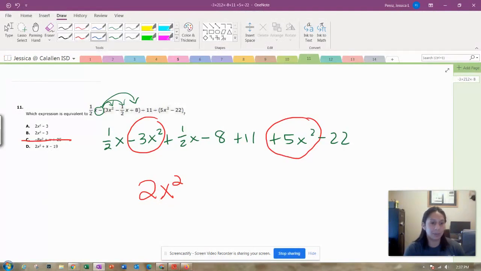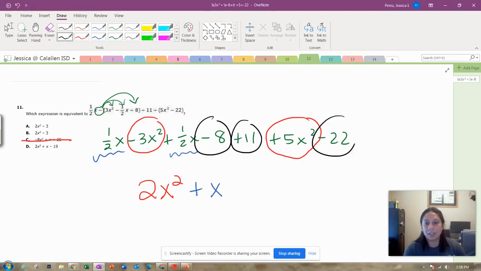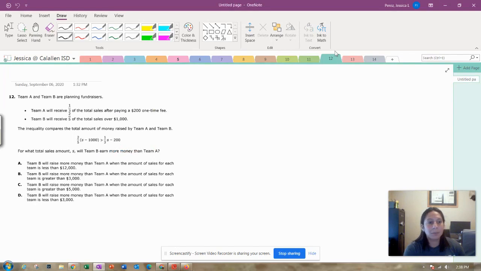Okay. Then we're going to finish off by looking at the x's. So here's x. These ones are saying there's no x's. So if we add half x and half x, that's one whole. So plus half and half makes one whole x. So just plus x. And then lastly, our numbers. If we put negative 8 plus 11 minus 22 together, we get minus 19. So the answer has to be D. It can't be A or B.